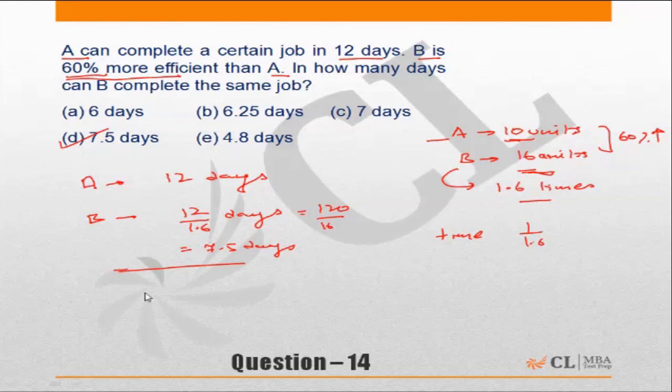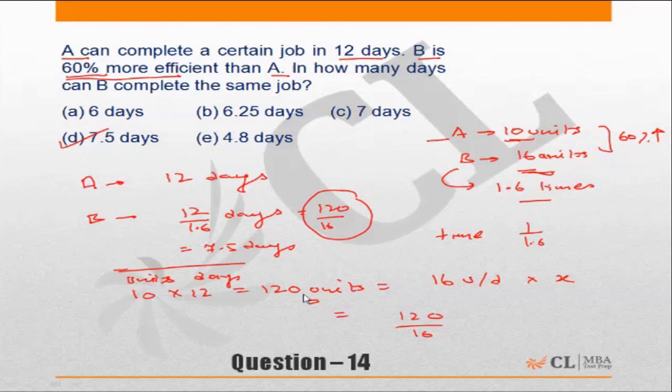Which means A is taking 10 units of work per day and he is doing 12 days. So the amount of work is 120 units. If I assume that A does 10 units of work per day and he is working for 12 days, the amount of work becomes 120 units. If the amount of work is 120 units and B works at the rate of 16 units per day, in how many days will he finish the work? Which will again be nothing but 120 upon 16, and which is what we had calculated here.